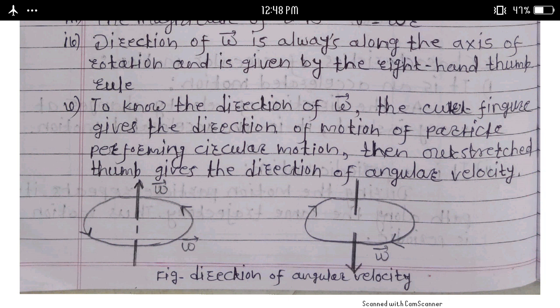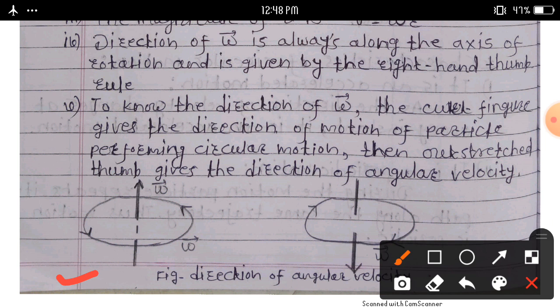See this diagram, we can find the direction of angular velocity when the particle is performing circular motion in an anticlockwise sense. The direction of angular velocity is given in this way. And when the particle is performing circular motion in a clockwise sense, the direction of angular velocity is in this direction.